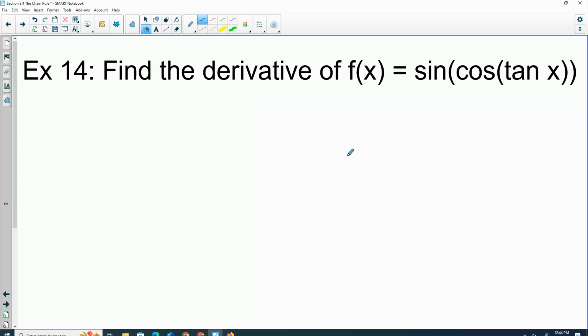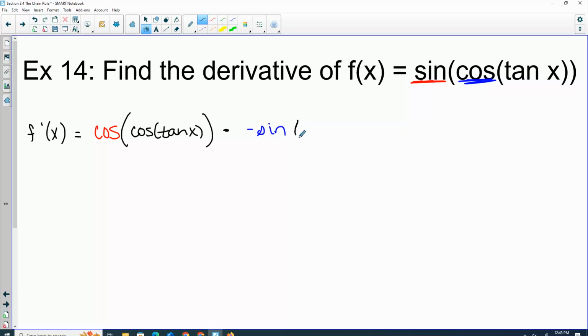Chain rule says you start on the outside. So the outside is sine. What's the derivative of sine? Cosine. And the inside stays the same, so it's cosine of cosine of tangent x. Times derivative of the inside. So I'm working my way in. What's the derivative of cosine? -sin.